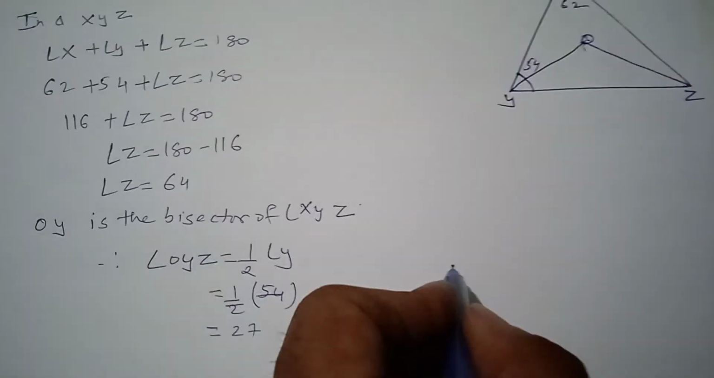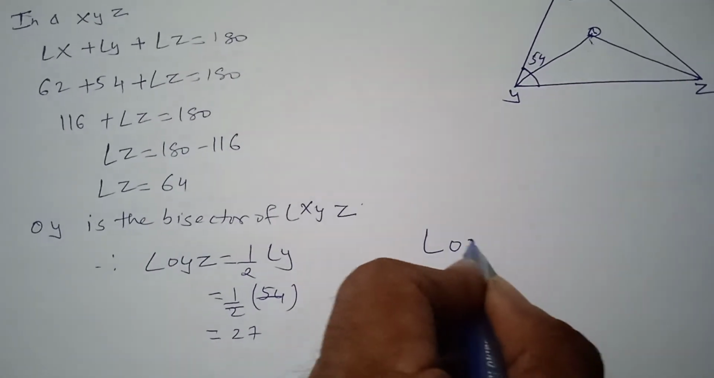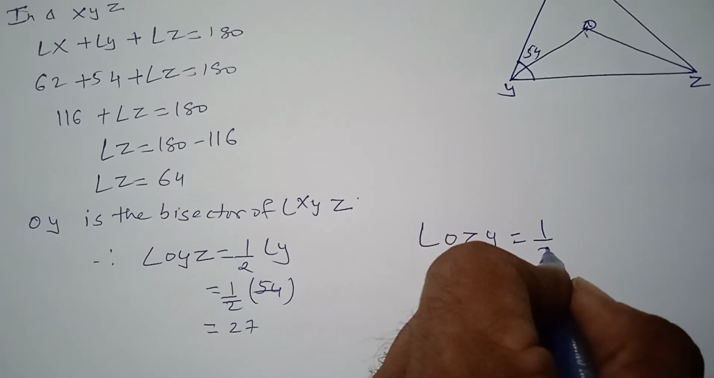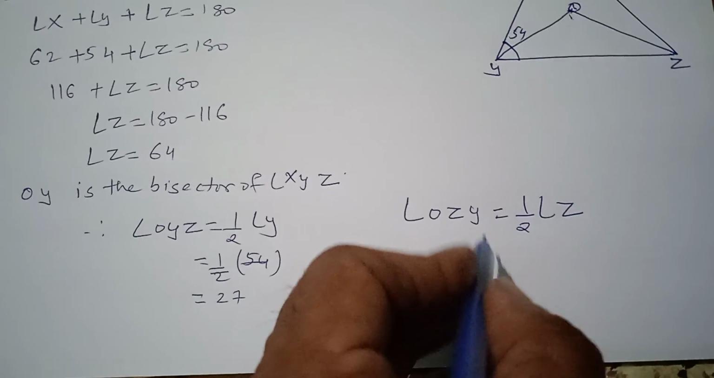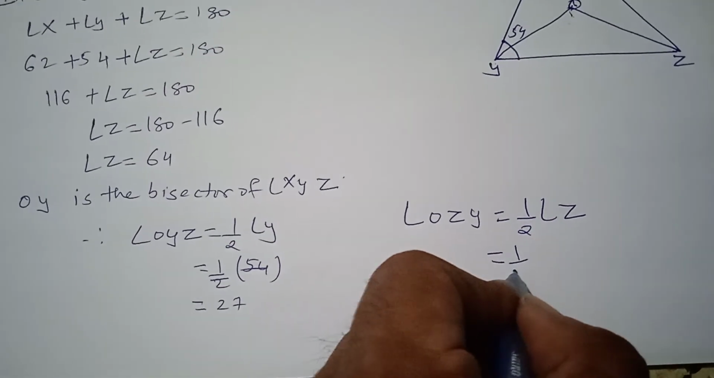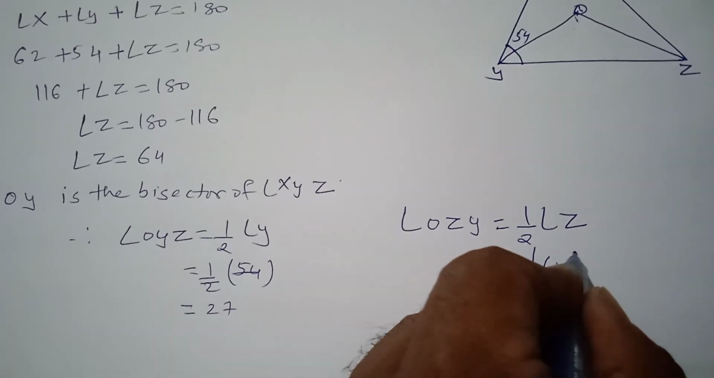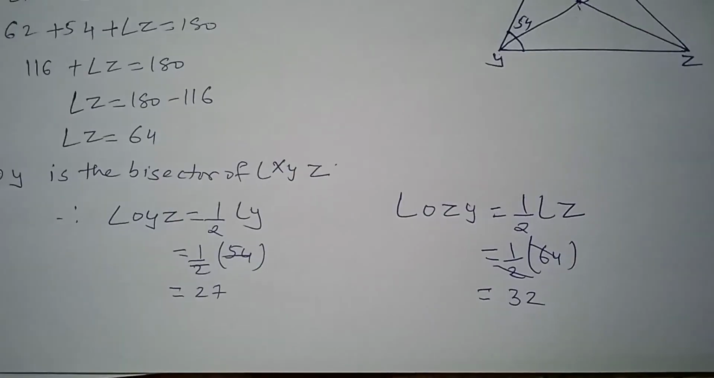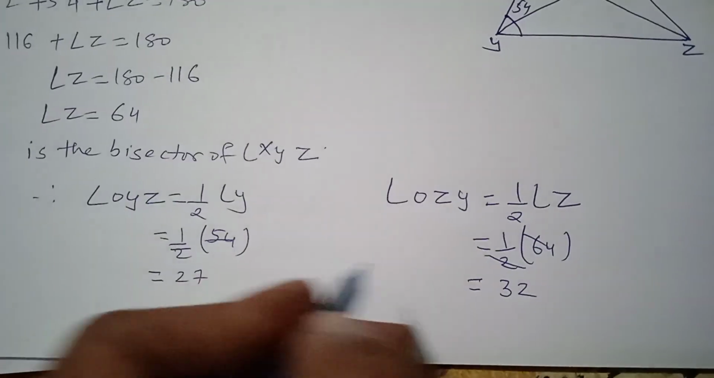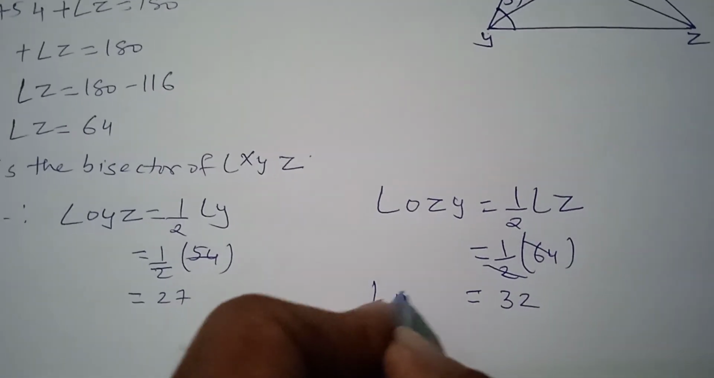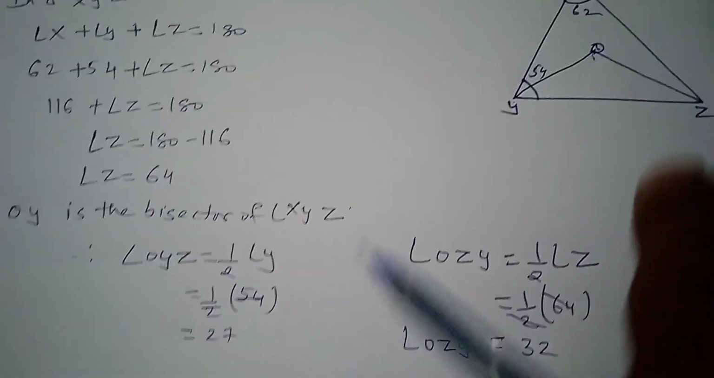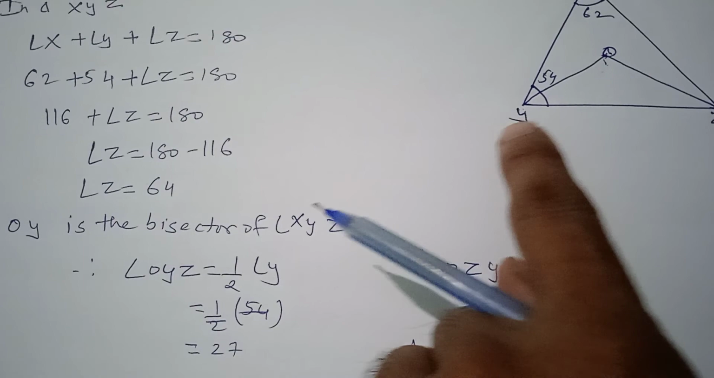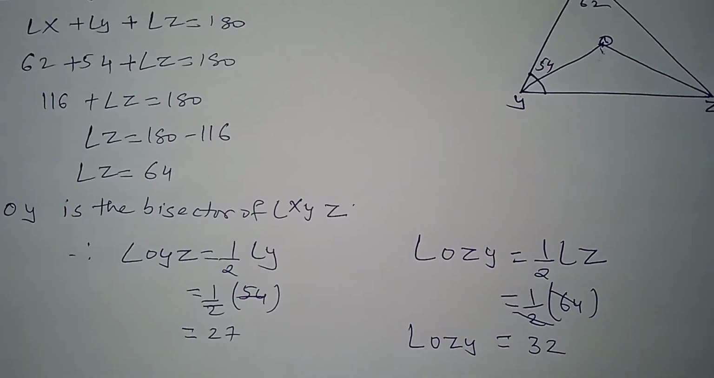Same way, angle OZY is equal to half of angle Z. Angle Z we are having 64. 64 divided by 2 is 32. Angle OZY is 32. Now in triangle OYZ, angle O plus angle Y plus angle Z is equal to 180, we all know.